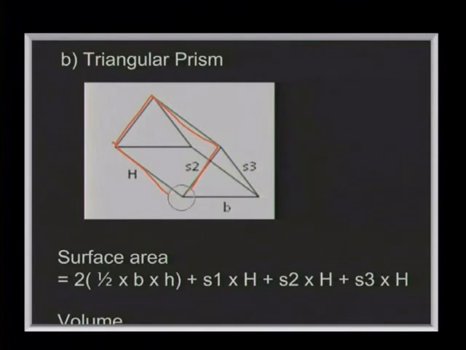So our surface area is 2 triangles. So we're going to use 2, and the formula for the area of a triangle, half the base times the height. Then we've got 3 rectangles. So it is literally the side of each of the triangles multiplied by the height. That's going to give me the area of each rectangle. Now this side one here is actually the base. Let's try to do an example.